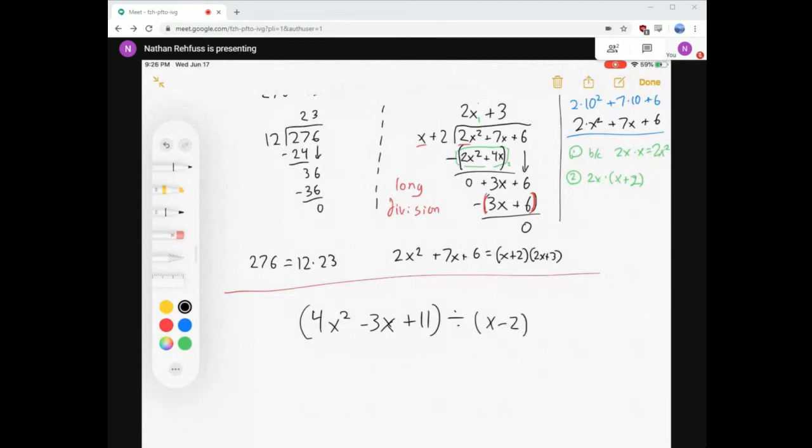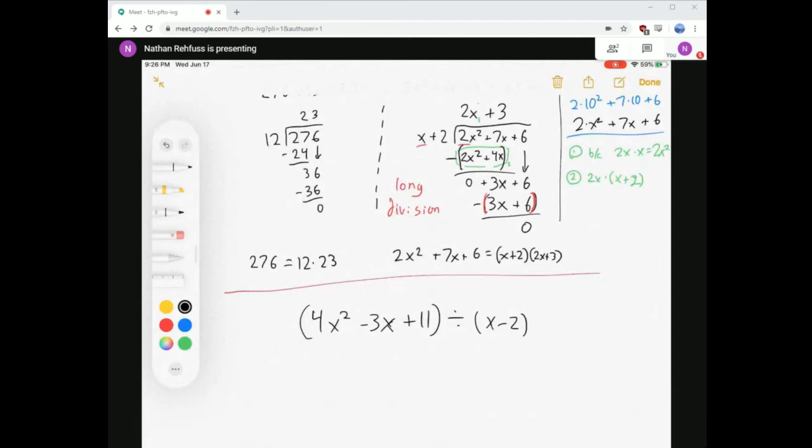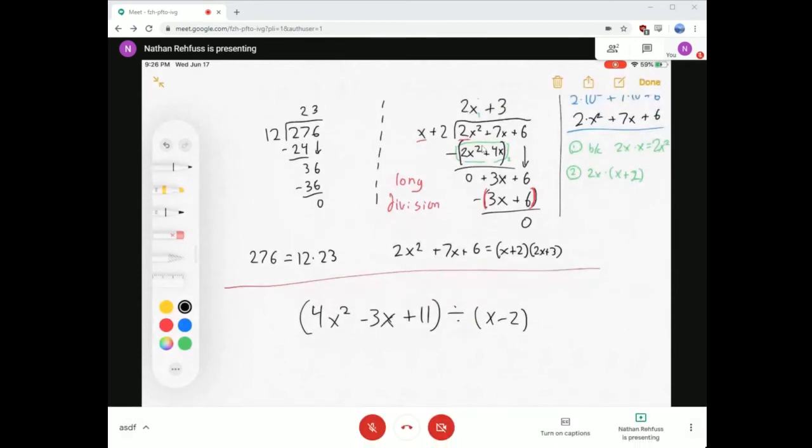It doesn't quite make sense to think of this in terms of place values. Well, I've got a 4 in the hundreds place, a negative 3 in the tens place, and an 11 in the ones place. And then here I've got a 1 in the tens place and a negative 2 in the ones place. It makes more sense if you think about the place values as being x's now, but the process is exactly the same. So let me do that. It's going to look just like that example up there.